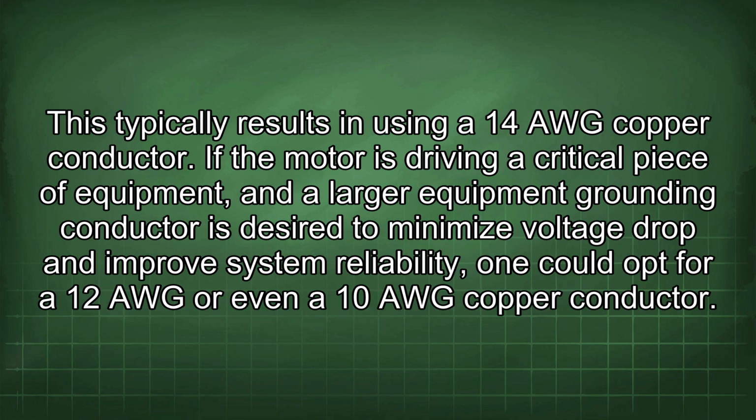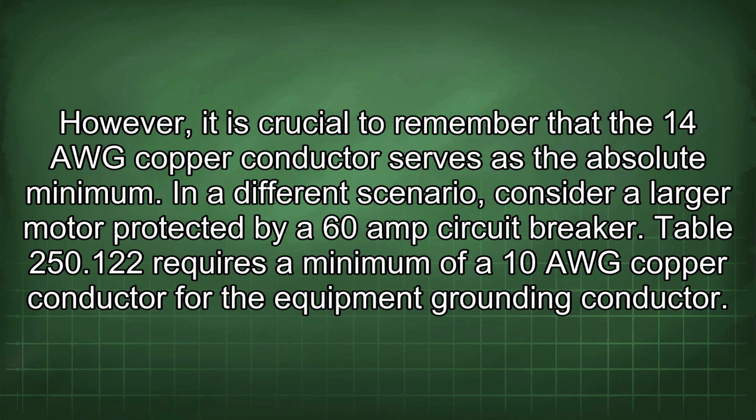If the motor is driving a critical piece of equipment and a larger equipment grounding conductor is desired to minimize voltage drop and improve system reliability, one could opt for a 12 AWG or even a 10 AWG copper conductor. However, it is crucial to remember that the 14 AWG copper conductor serves as the absolute minimum.